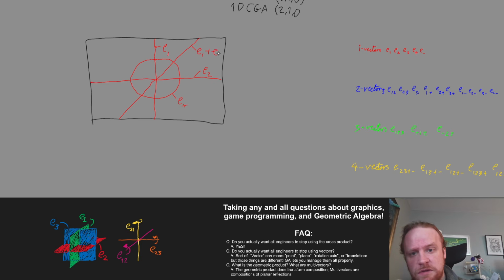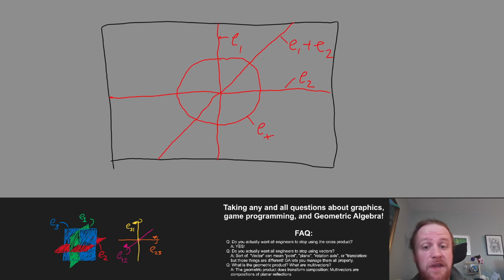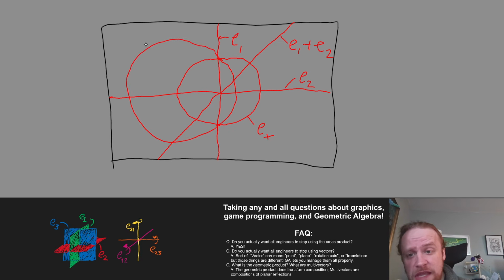E1 plus E2. Alright, I just added E1 and E2. What if I add E1 and E plus? The answer is that you get a sphere. And not just a thing that a weirdo would call a sphere, you get a thing that actually looks like a sphere, a circle in this case. So this is E1 plus E plus. And you can ask the question, what is E1 plus?